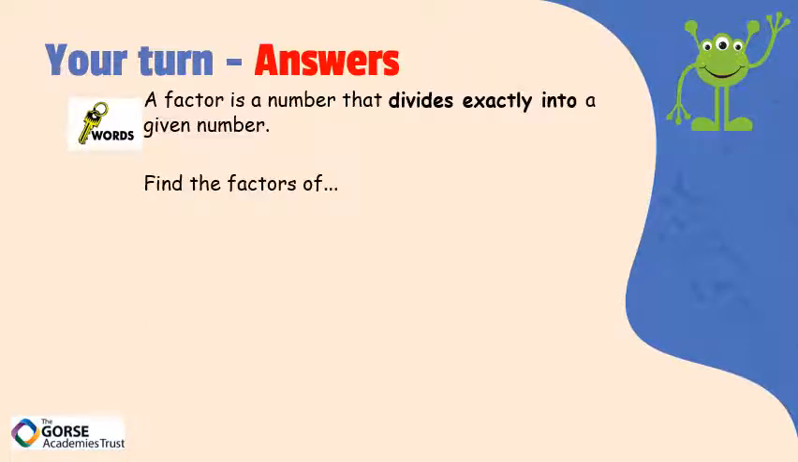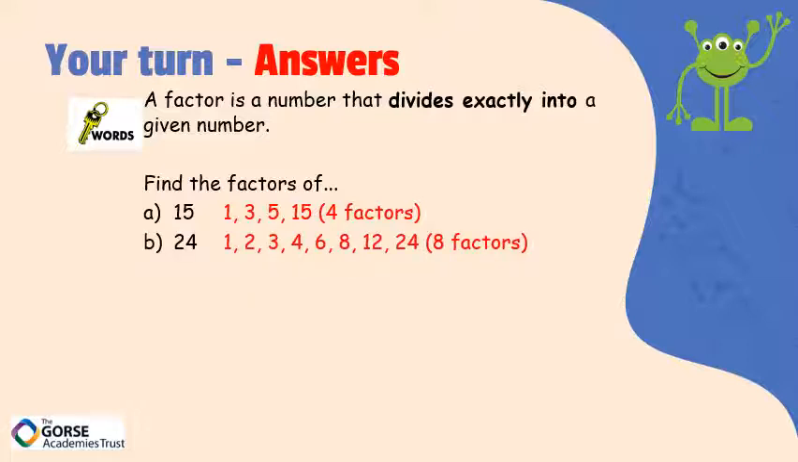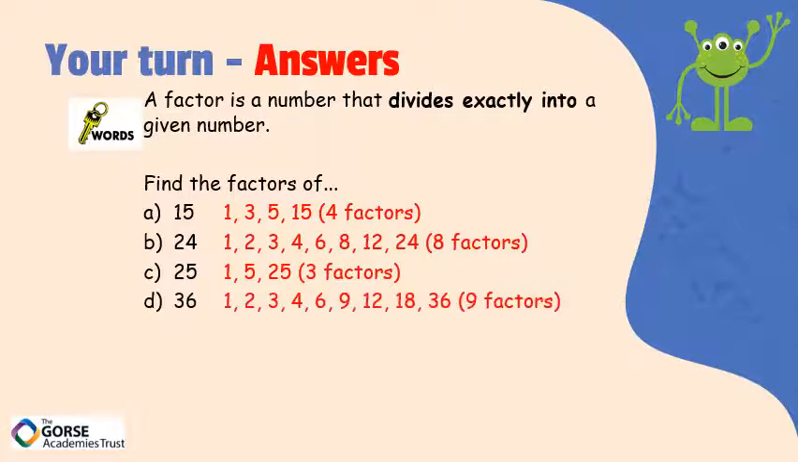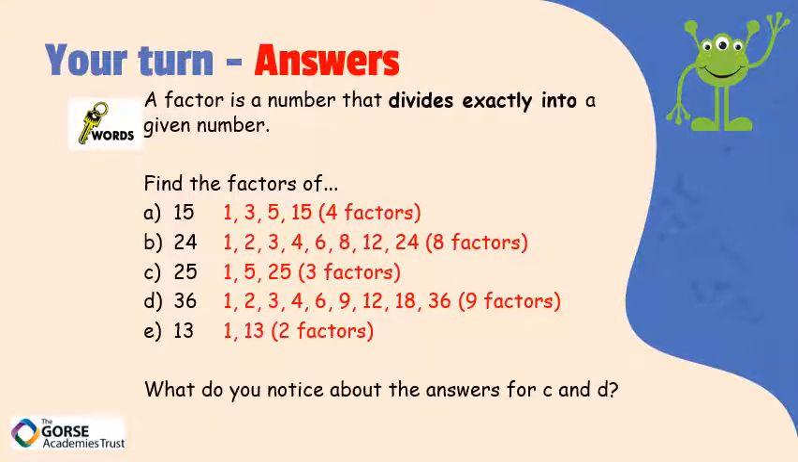Okay, here are the answers. Find the factors of these numbers. So 15 is 1, 3, 5 and 15. That has 4 factors. 24, 1, 2, 3, 4, 6, 8, 12, 24. It has 8 factors. 25 is 1, 5 and 25, 3 factors. And 36, 1, 2, 3, 4, 6, 9, 12, 18, 36. It has 9 factors. And lastly, 13 is only 1 and 13. It only has 2 factors.